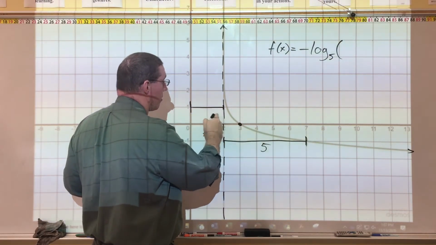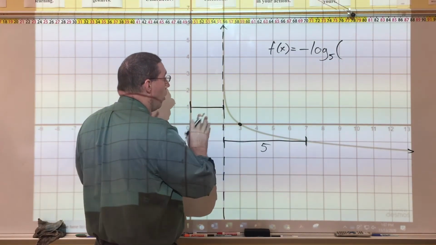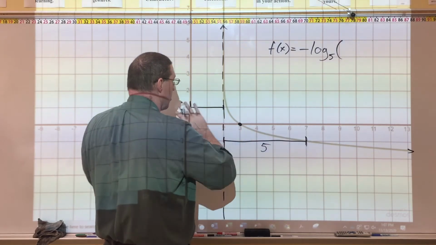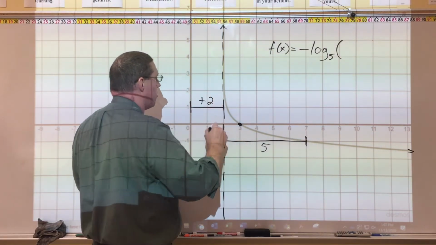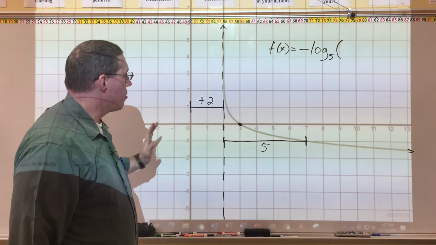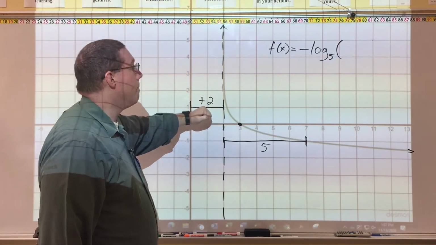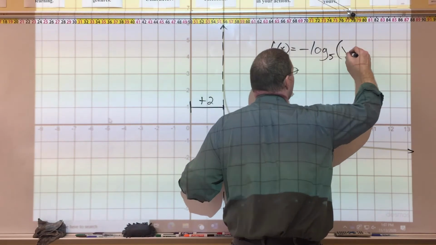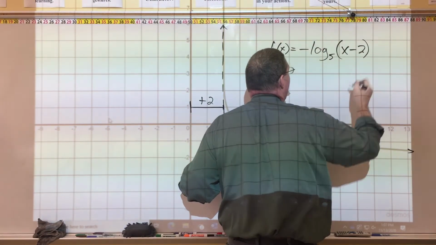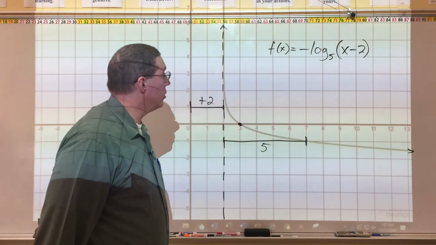Well, that's a distance of 1, 2. In what direction? In the rightward direction. That's a positive direction. So this is a plus 2 shift sideways, horizontally, right? And therefore, I'm going to put x minus 2 in the parentheses, x minus 2. And that is the equation of our function.